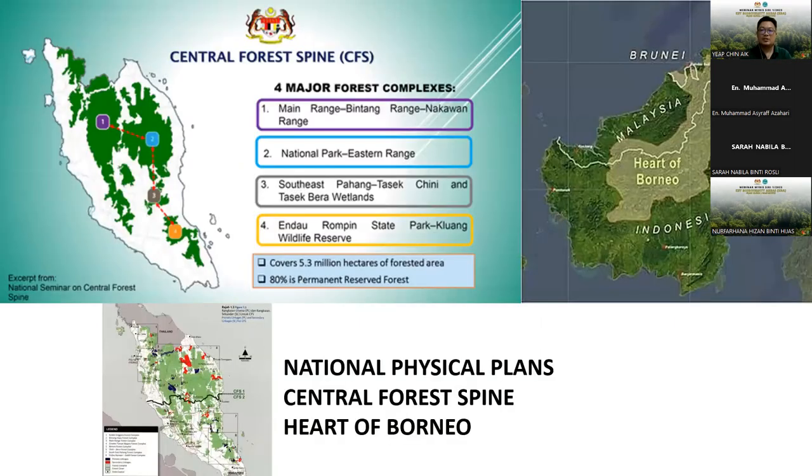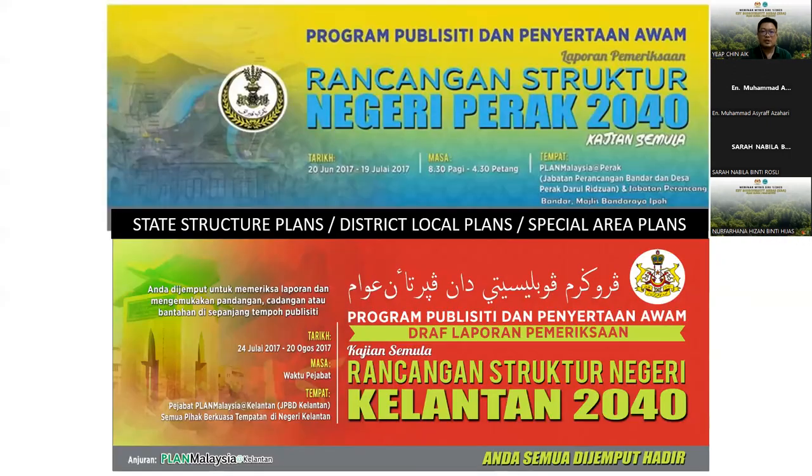In Malaysia, when we look at the policy, we have the Central Forest Spine, we have Heart of Borneo, we have the National Physical Plan. So all these are, as I would say, spatial planning tools, right? So when we have IBAs and KBAs, and we want to further improve our land planning process, these IBAs and KBAs can be taken into account in these documents.